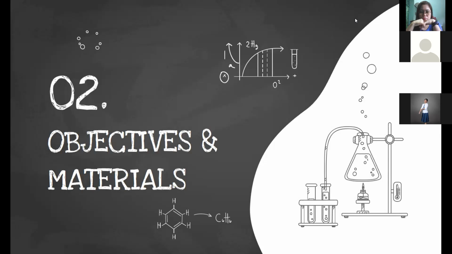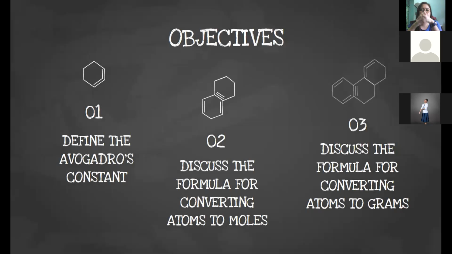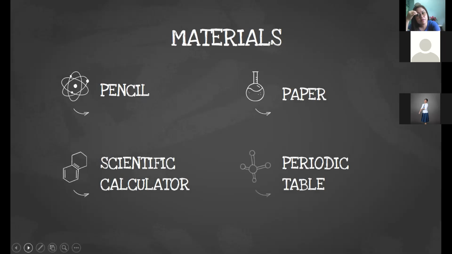For our objectives and materials, we will have Miss Mecca. So for the objectives, number 1, define the Avogadro's constant. Number 2, discuss the formula for converting atoms to moles. And number 3, discuss the formula for converting atoms to grams. For the materials, we need pencil, scientific calculator, paper, and periodic table.